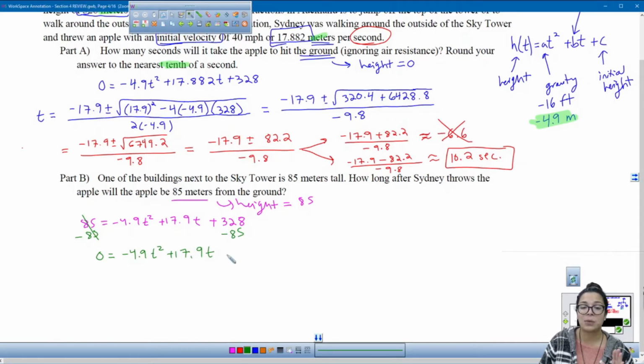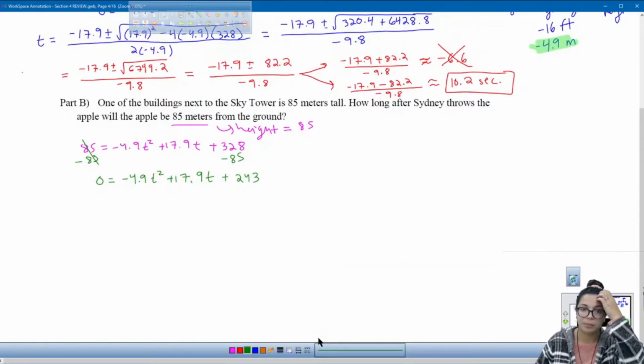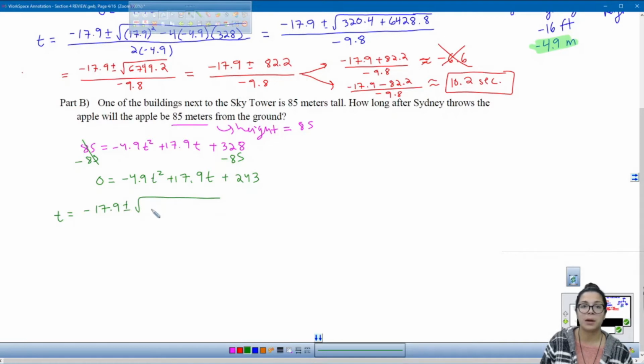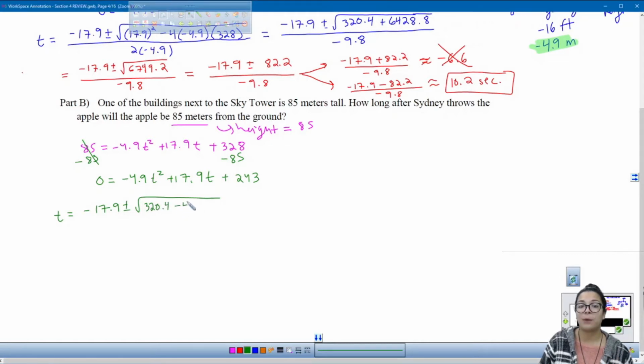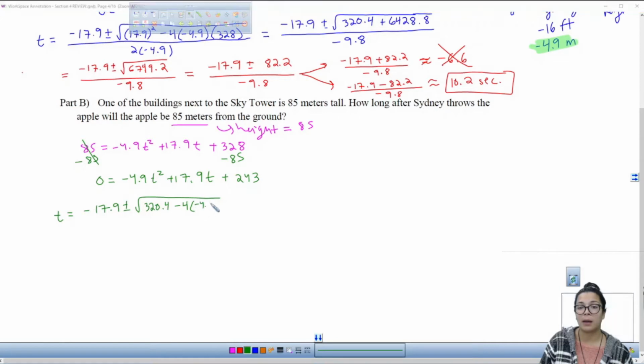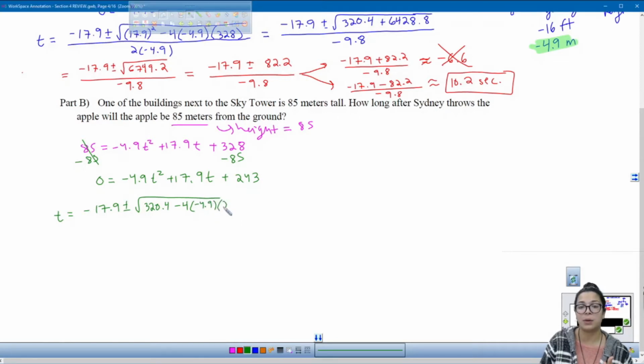But C is 328 minus 85, which in this case would be 243. Okay, so I'm going to go ahead and use the quadratic formula now. So we have time t equals negative b, so still negative 17.9 plus minus the square root of b squared, which b squared is still going to be 320.4. But then we have negative 4 times a, and then c is different, 243.